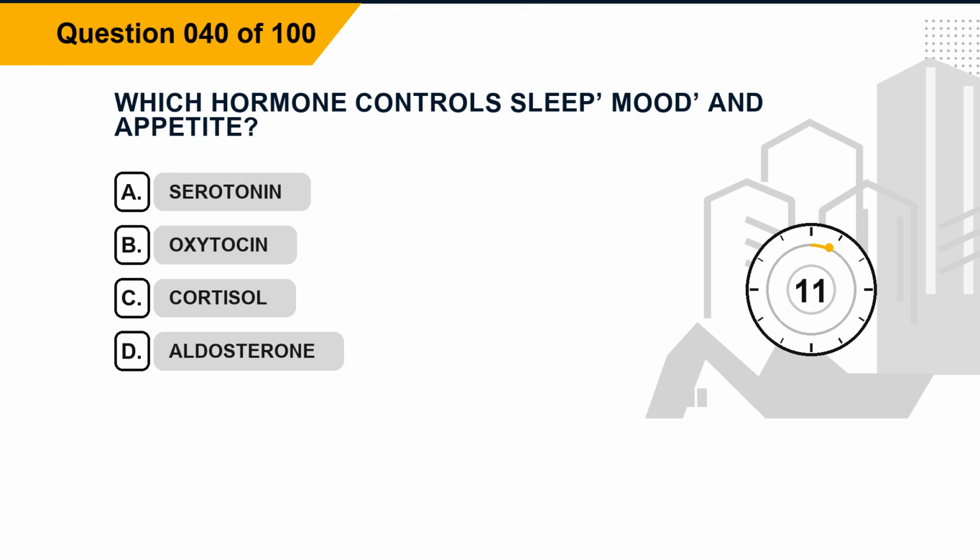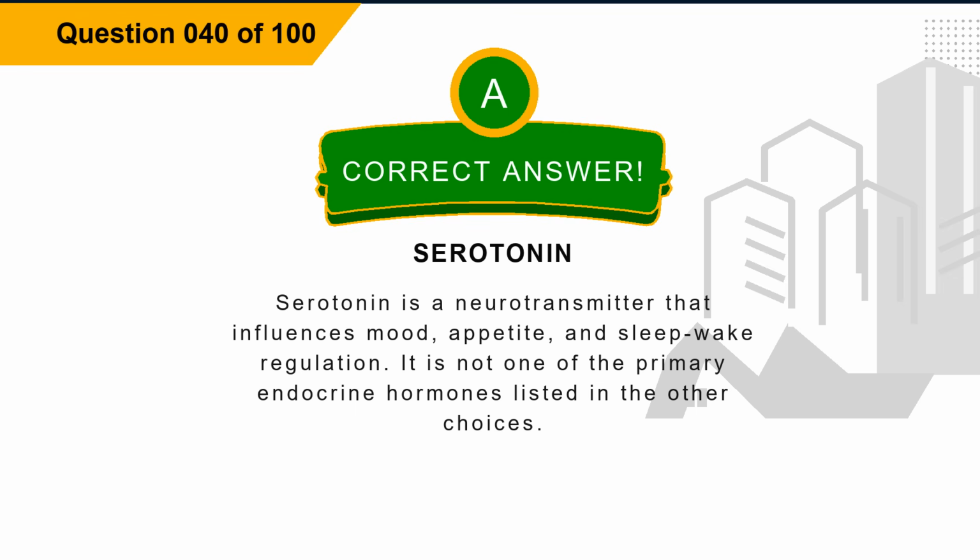Question 40. Which hormone controls sleep, mood, and appetite? Option A, serotonin. Option B, oxytocin. Option C, cortisol. Option D, aldosterone. The correct answer is option A, serotonin. Explanation. Serotonin is a neurotransmitter that influences mood, appetite, and sleep-wake regulation. It is not one of the primary endocrine hormones listed in the other choices.